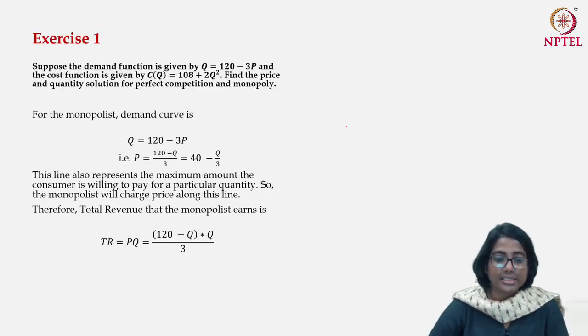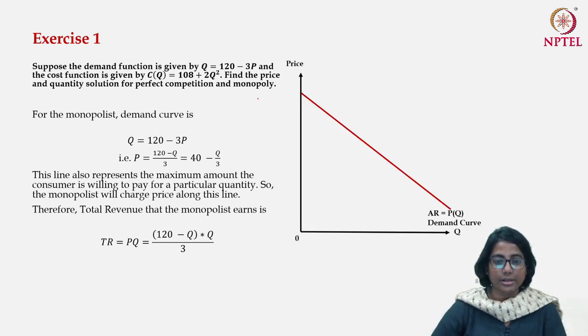So let us do a quick exercise which may make our understanding a bit clearer. In this exercise, suppose the demand function is given by Q equal to 120 minus 3P. We have also discussed that the demand function itself is the average revenue curve. It's also given that the cost function is C(Q) equal to 108 plus 2Q squared. The objective is to find the price and quantity solution for both the monopolist as well as the perfectly competitive market, and we'll understand where the difference lies.